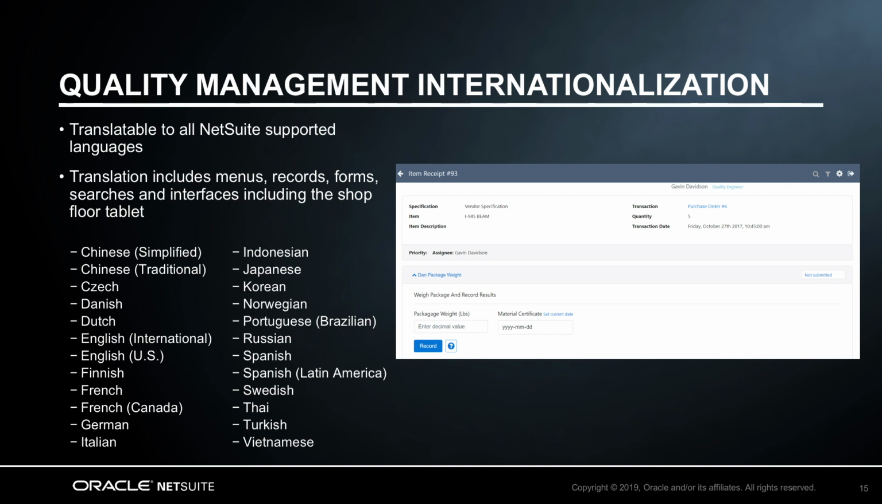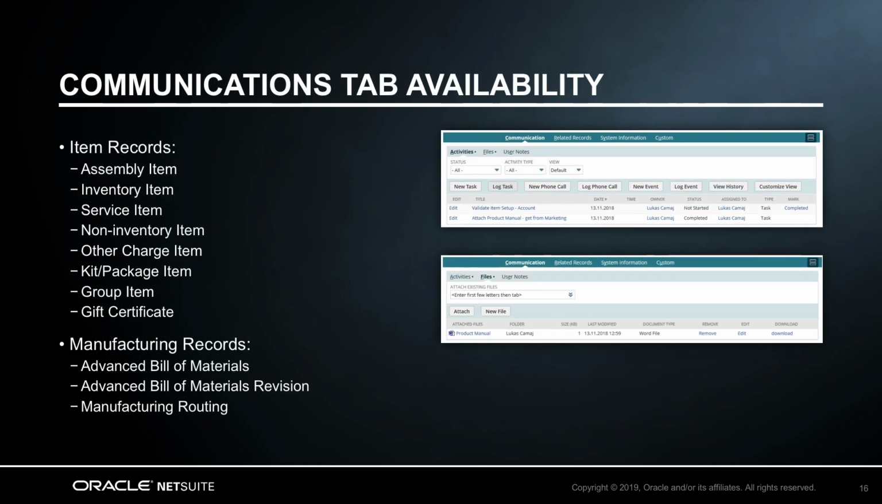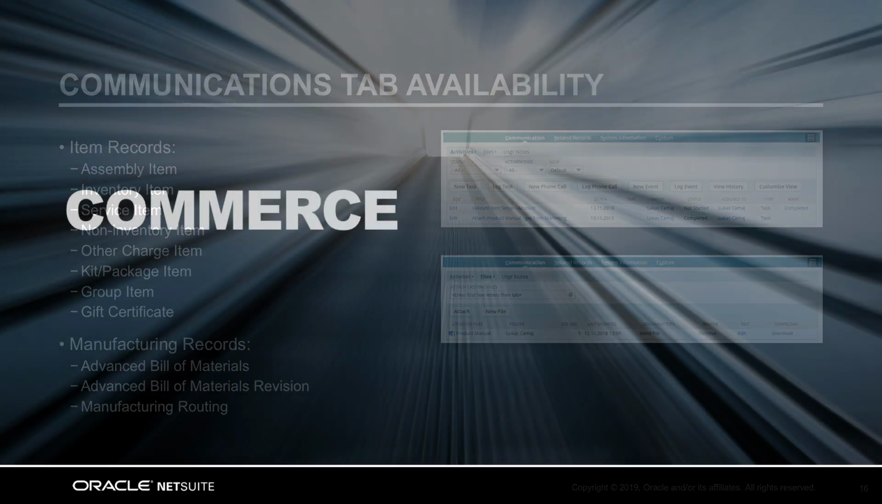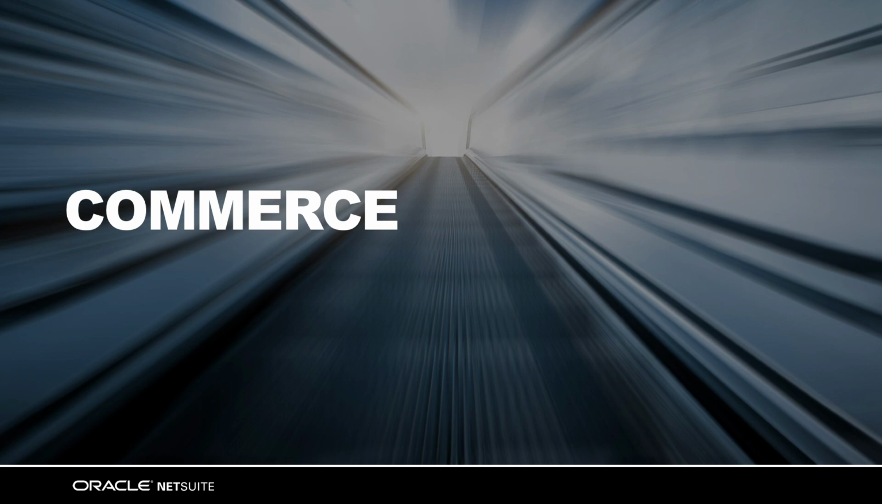Finally, a top customer enhancement request has been delivered with the addition of the Communications tab in Item and Manufacturing Records. Activities, files, and user notes can now be associated with all of these records, significantly increasing your ability to collaborate across the enterprise. Moving on to the highlights in the commerce area.